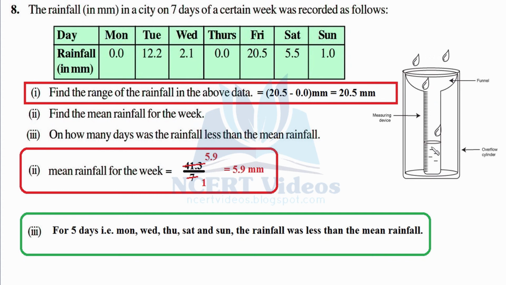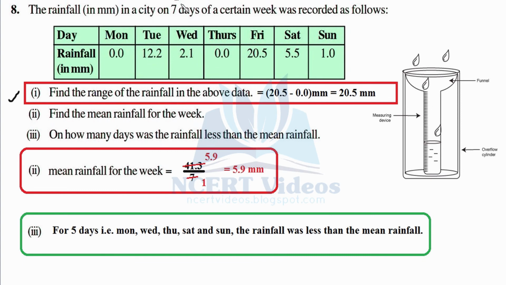It gets poured into this tube where we have markings, the measuring device, and this is the overflow cylinder in case this fills up. So the range of this rainfall we have done. Now find the mean rainfall of the week. Again, what is mean? Mean is simple. You add them all and divide it by the number of days.